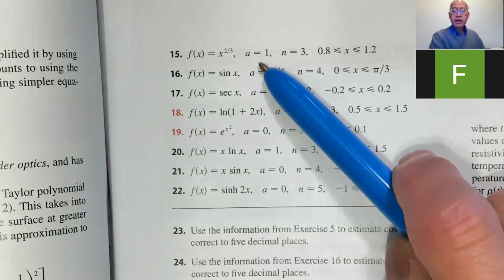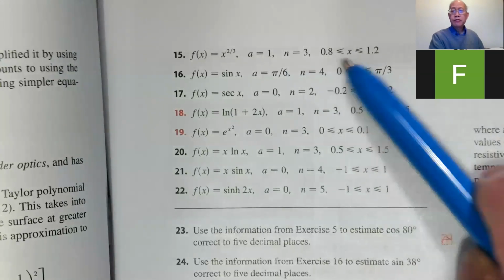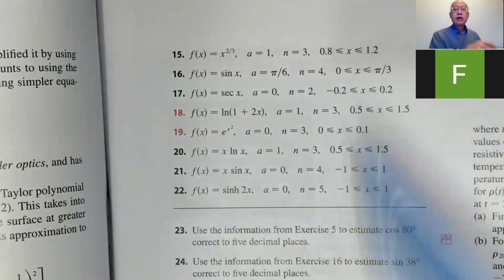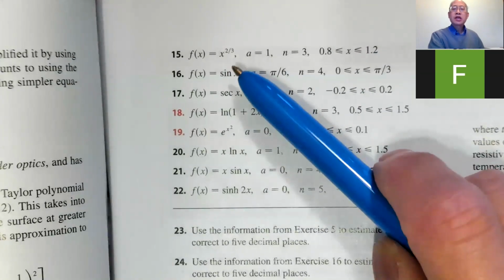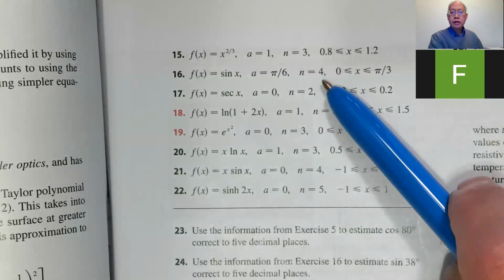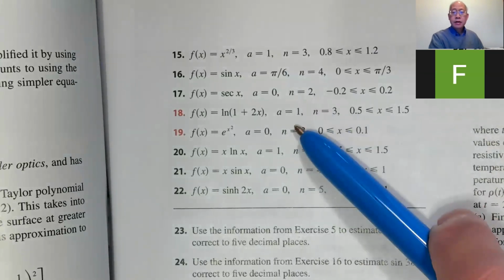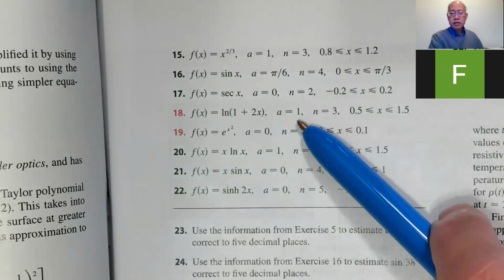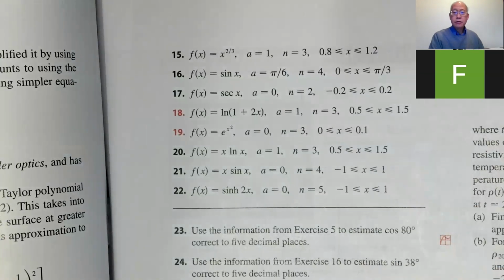Okay, we're centered at a equals 1, n equals 3, third degree polynomial. x is between 0.8 and 1.2. So if I'm between 0.8 and 1.2, what's the best cubic approximation? n equals 4, what's the best quartic, fourth degree? Second degree, what's the best parabola, right? n equals 1, what's the best linear function? It's linear, and so on.